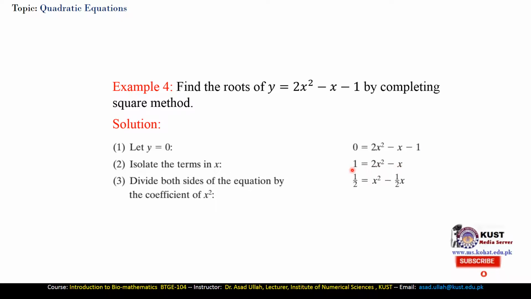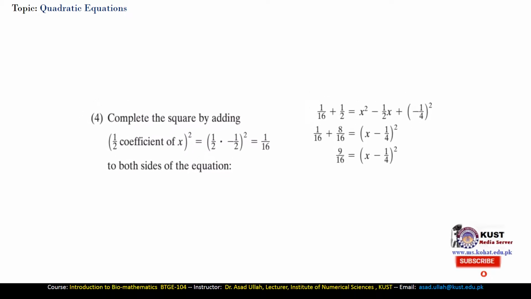Now to proceed further, here is the most important step: the coefficient of x square is not equal to 1. In the completing square method, we make the coefficient of x square equal to 1, and then we add the half of the coefficient of x, whole square, on both sides of the equation. Now, in step 3, divide this equation by the coefficient of x square, that is 2. So we get 1 over 2 is equal to x square minus 1 over 2 x.